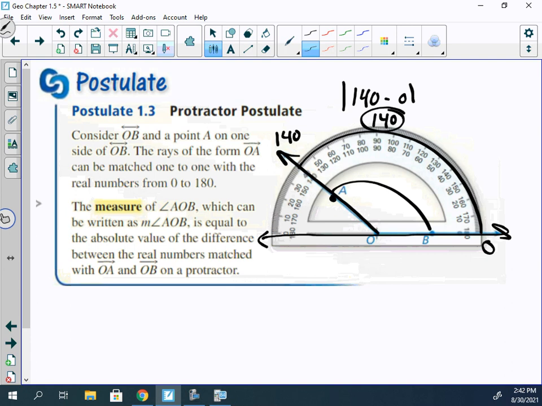But we need to make sure that whatever side we start with, if I start over here, I'm going on the inside track because I'm starting at 0, because that's where 0 is. I'm not going to start with the outside track and start at 180 and go this direction.